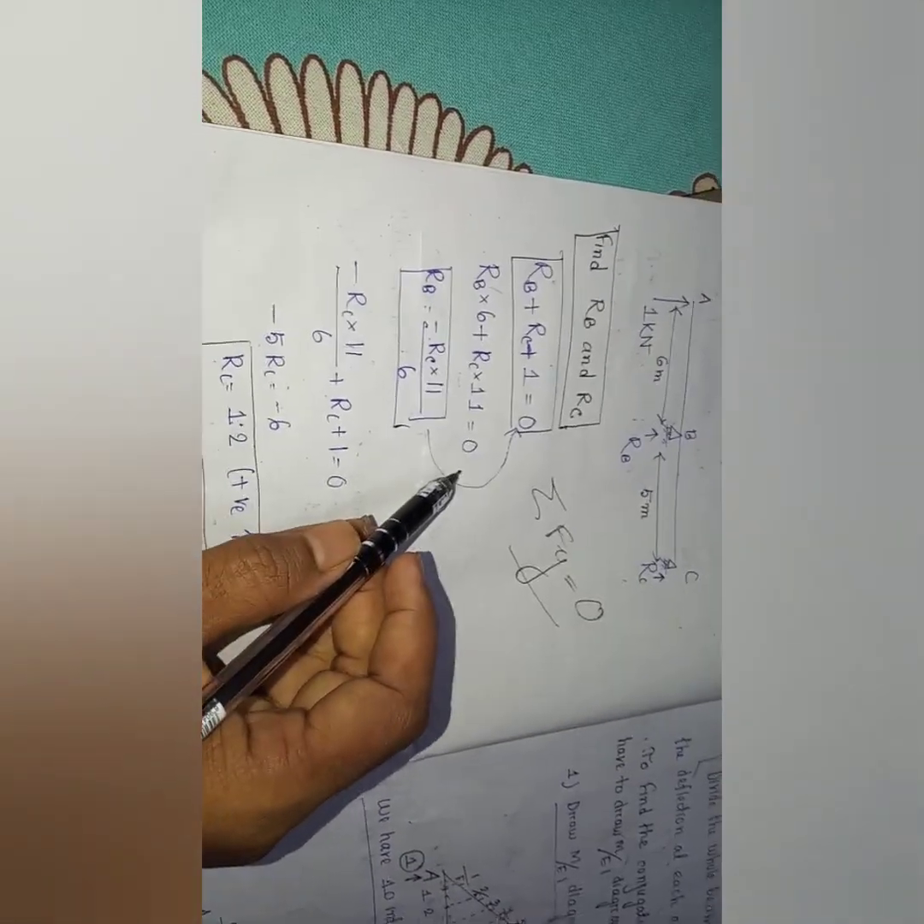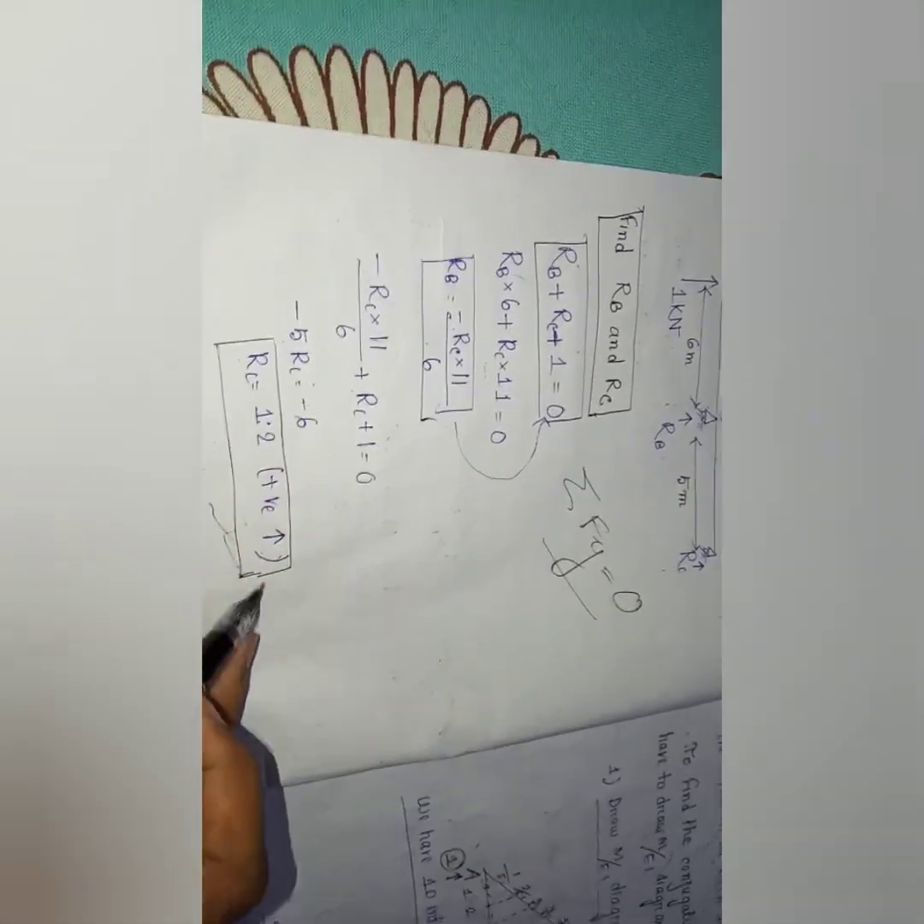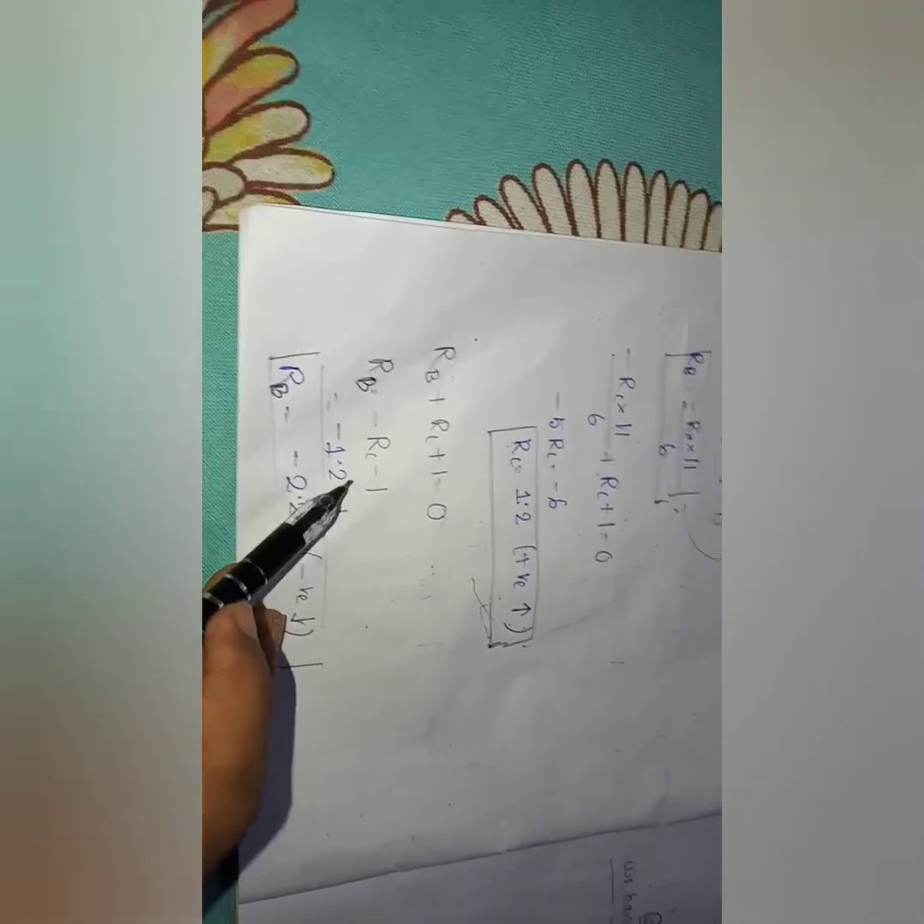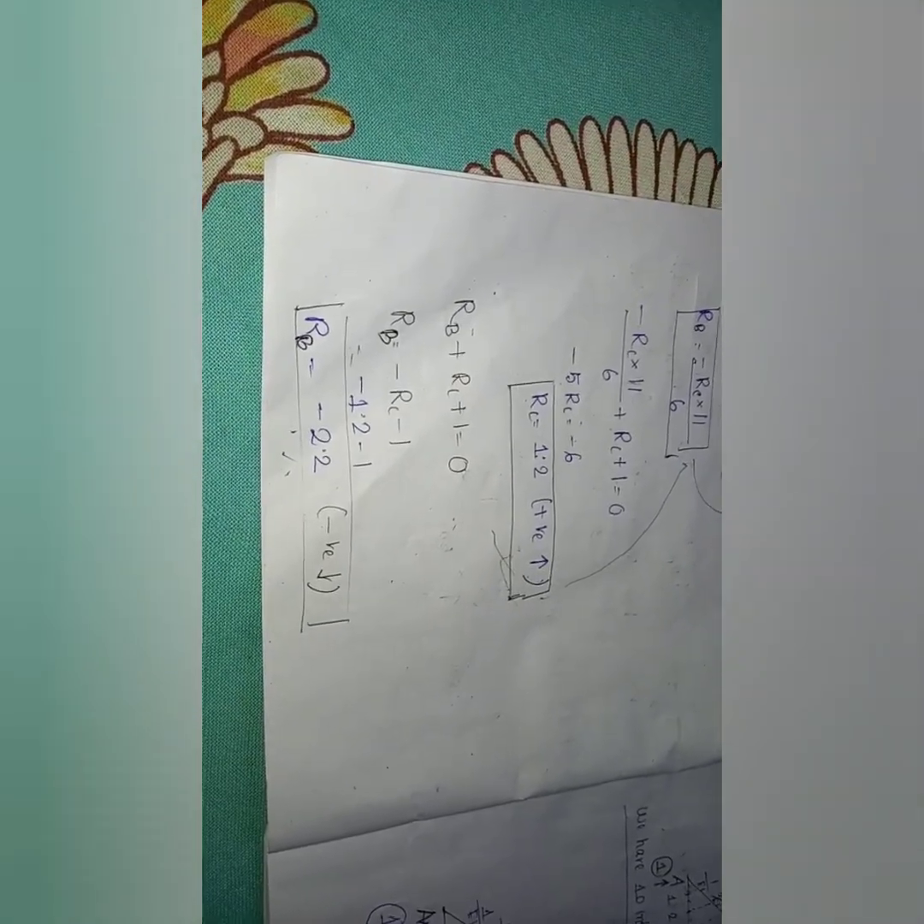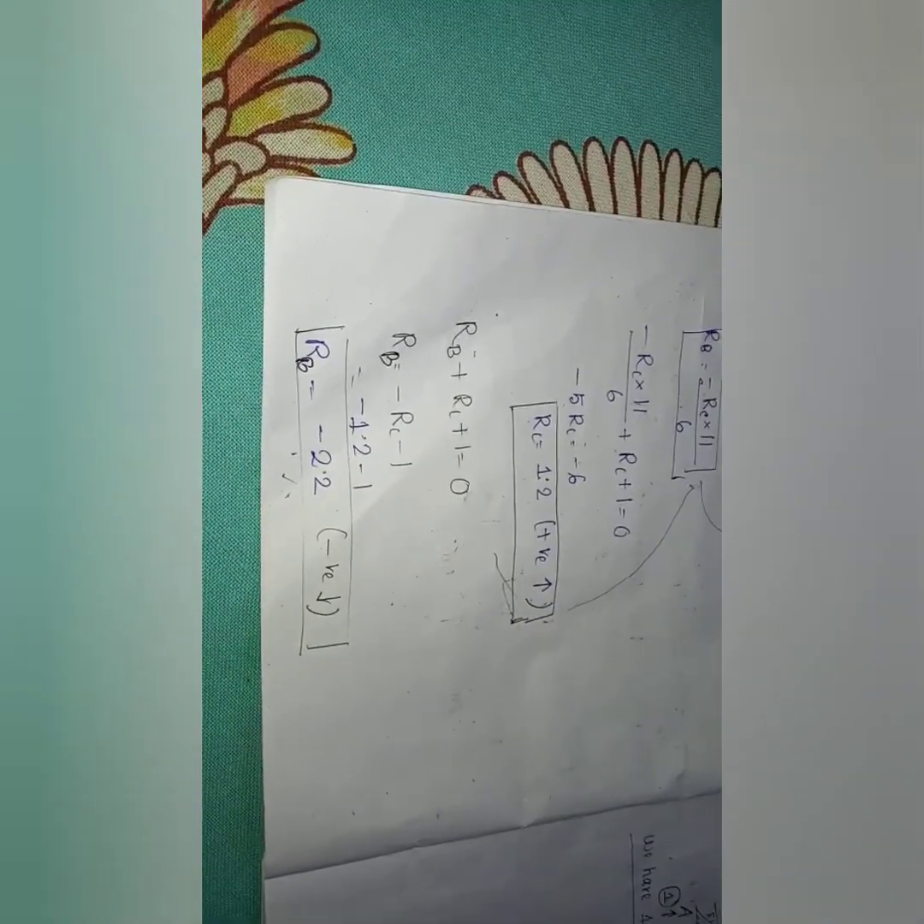Where is the value of RB? RB we can get from here, right? Yes, RB. So from this equation, we found the value of RB, right? And we can see that RB is minus 2.2. That means it's negative. That means we assumed wrong. It is not acting upward.